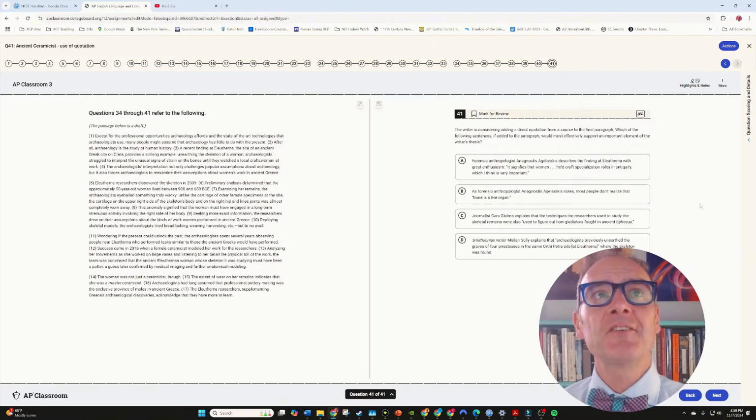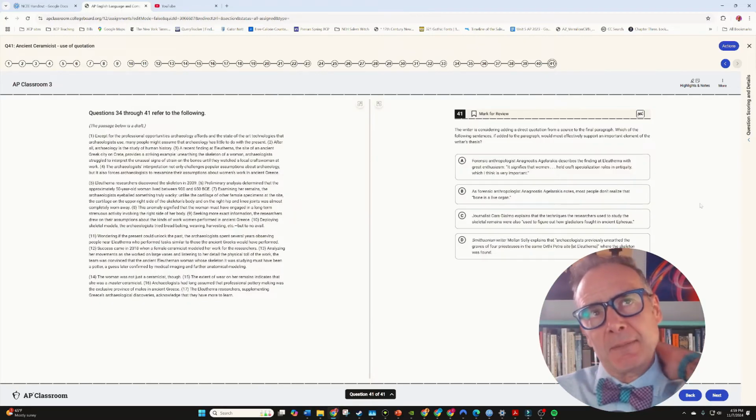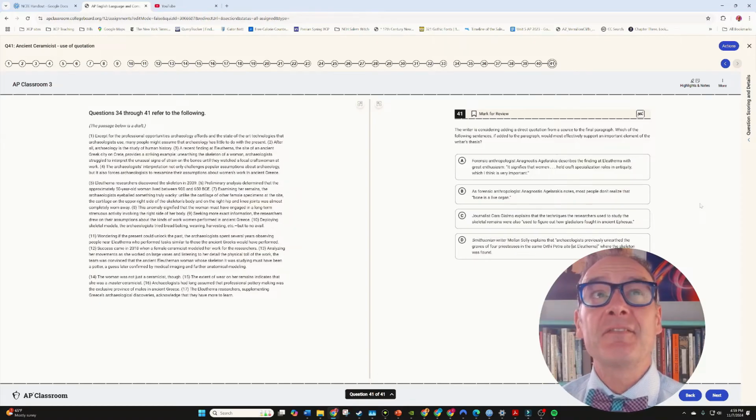41. The writer is considering adding a direct quotation from a source to the final paragraph. All right, that could be interesting. Which of the following sentences, if added to the paragraph, would most effectively support an important element of the writer's thesis? All right, so now we've got to read these quotations and figure out which seems to match the thesis the best. A, forensic anthropologist Anagostis Aglarakis describes the finding at Eleutheria with great enthusiasm. It signifies that women held craft specialization roles in antiquity, which I think is very important.